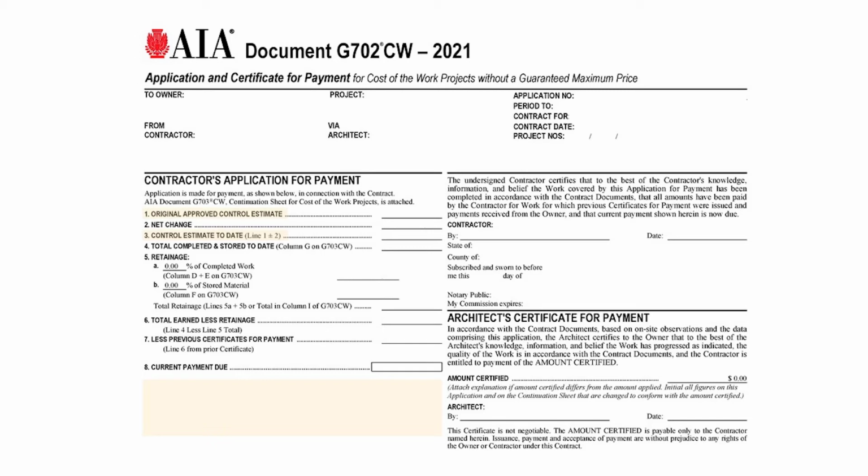We also replaced the term contract sum with control estimate, because, again, that's the tracking information that's used. The control estimate is what's used to track the actual costs on a monthly basis and what's submitted to the owner for review.